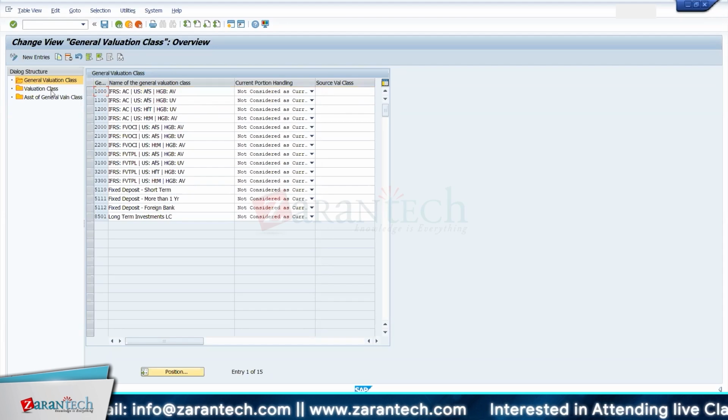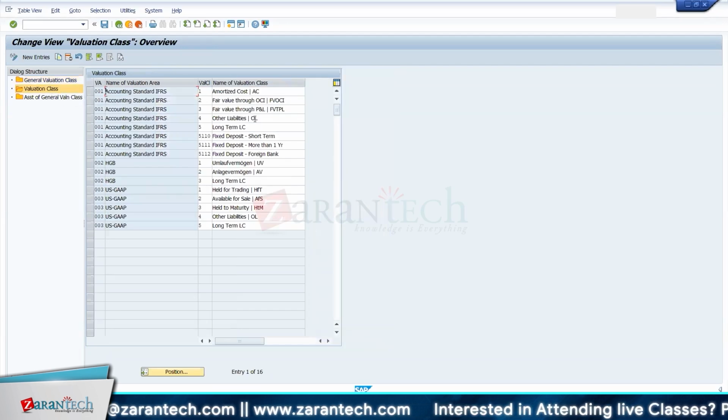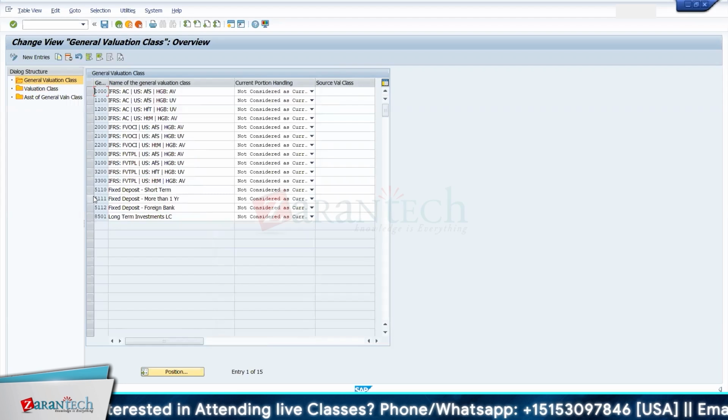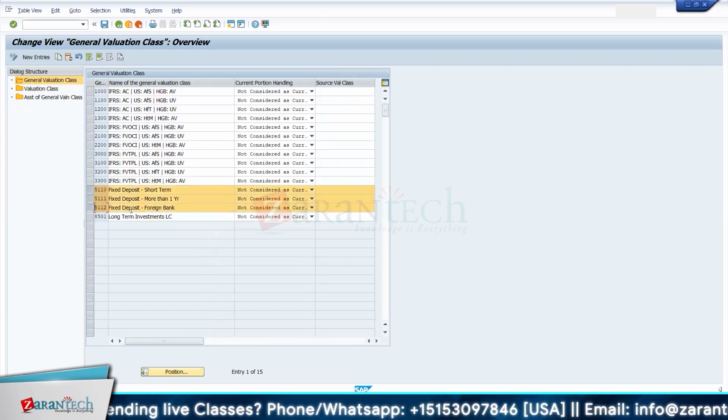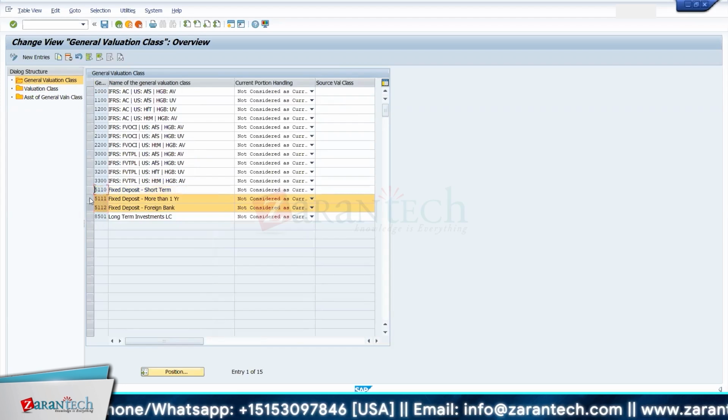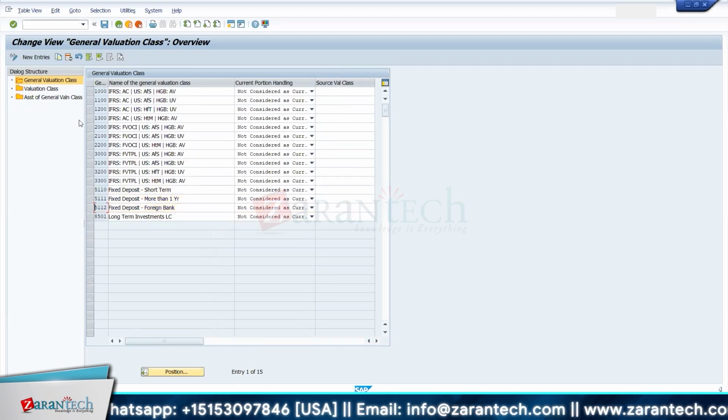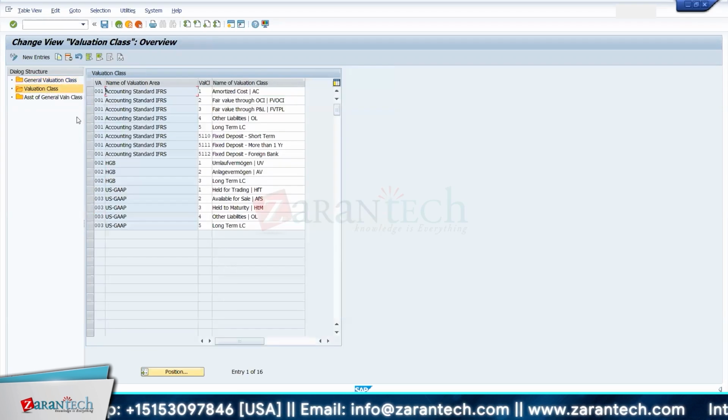And if you go to the valuation class, you will find amortization, fair value, other liability long term, based on the financial statement. But I do it in a different way, and this is the way you can save your time. You can see what I had done. I created the general valuation class, meaning the number of GL accounts the client maintains in their financial statement. Normally I prefer to create those general valuation classes, and the same I replicate in the valuation classes.